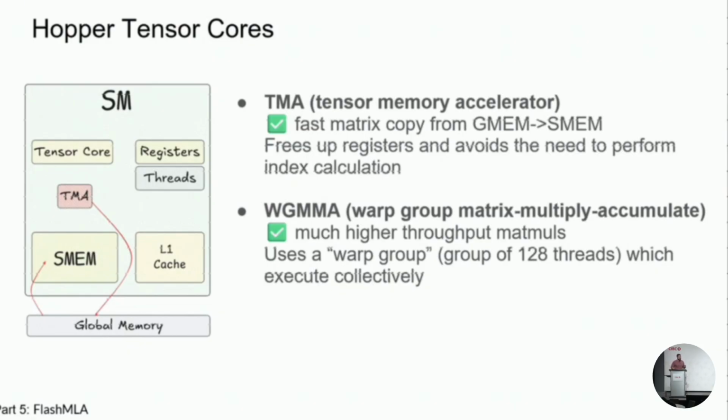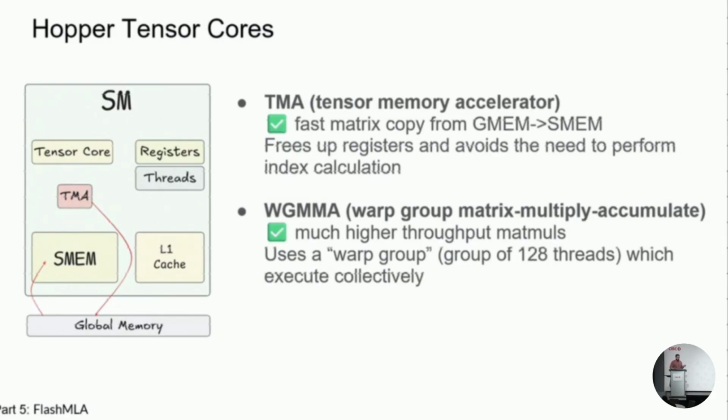For the Hopper tensor cores, there are 2 unique instructions that are used. The first instruction, and this is a dedicated hardware unit as well, is the TMA, Tensor Memory Accelerator. You can just remember this as matrix copies. TMAs copy entire matrices from our GPU RAM to our SRAM very fast. The way they do it very fast is they don't have to calculate what index of the tile we need to load. The TMA will do it for you.